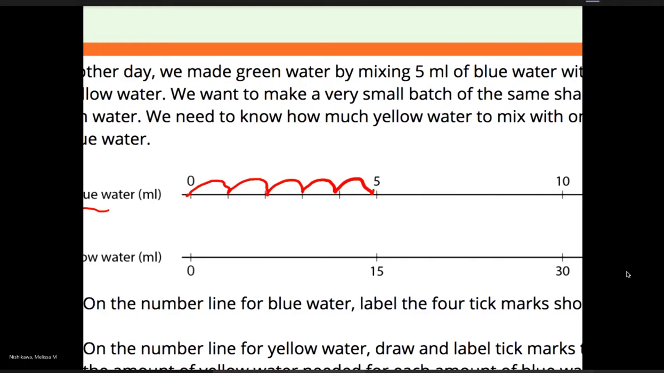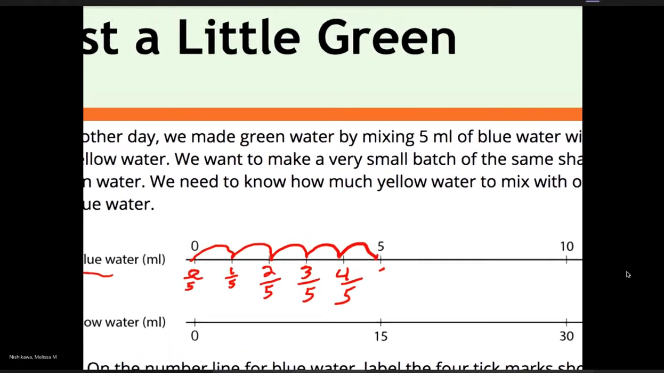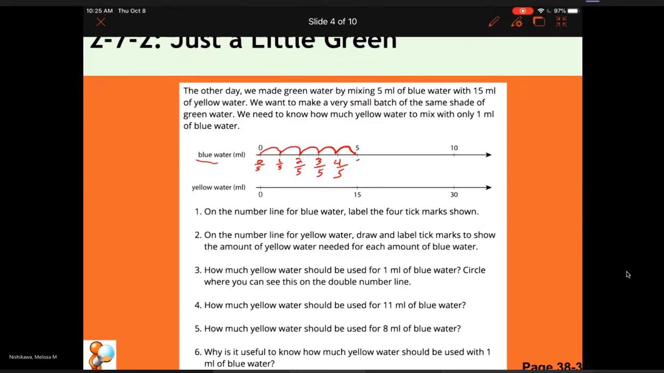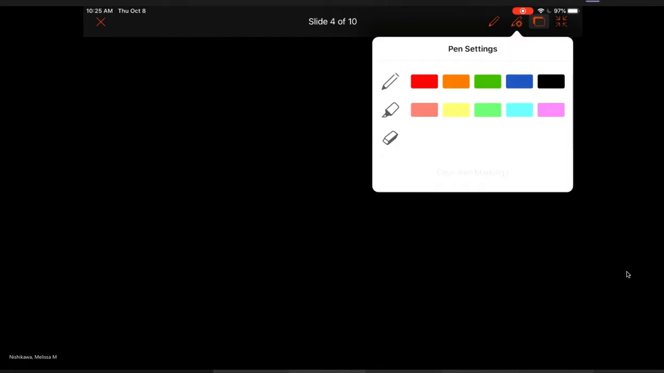So this is actually 0 over 5, 1/5, 2/5, 3/5, 4/5. Actually, never mind. That's not what we're doing. Scratch that. Miss Nishikawa is incorrect this morning. I'm jumping ahead of myself to a different lesson, y'all.